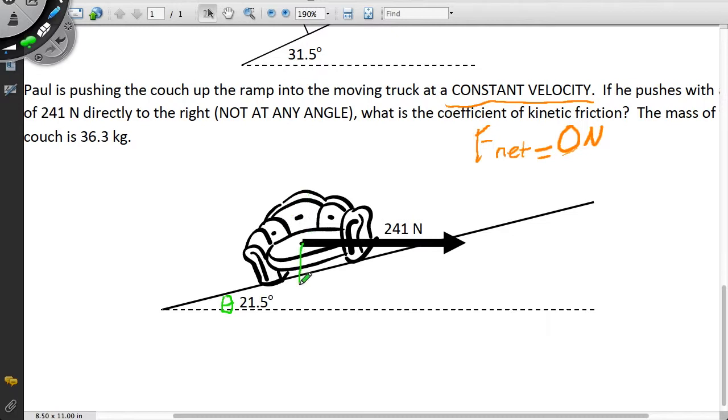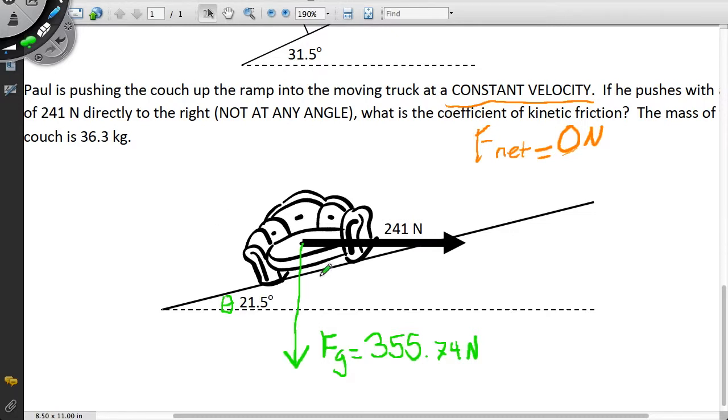So that means directly down, I'm going to have my force of gravity. It's pointing directly down. And my force of gravity, or my weight, will be equal to 36.3 times 9.8. Okay, so when I do that, I take 36.3 times 9.8, and I come out with a total of 355.74 newtons. So there's its weight.